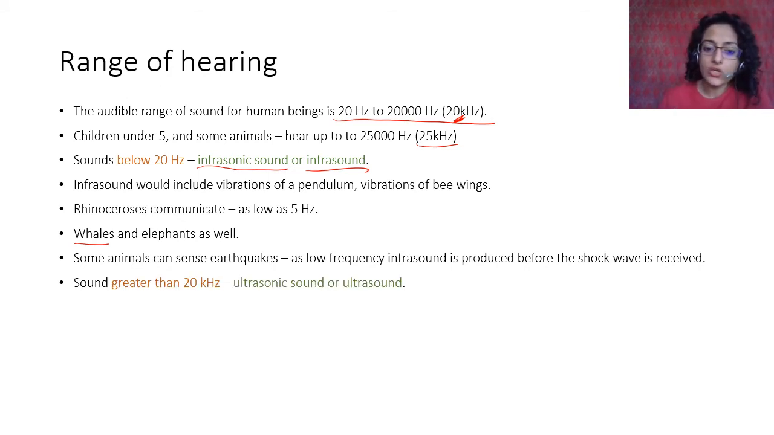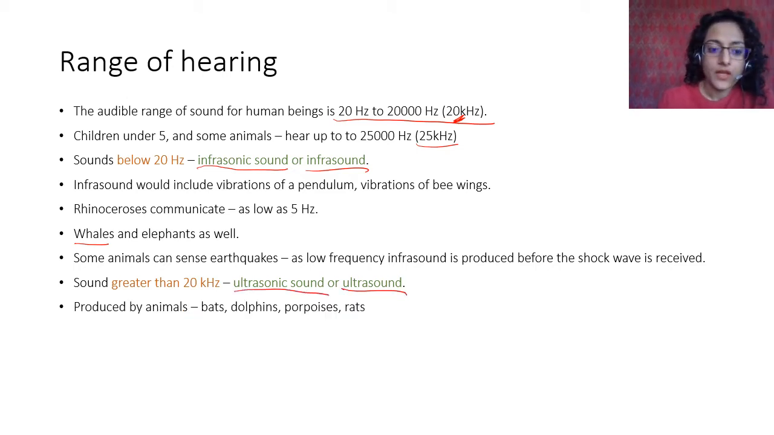Sound greater than 20 kilohertz is called ultrasonic sound, or ultrasound. It is also produced by animals such as bats, dolphins, porpoises, even rats. You can hear a rat's screech, but there are a lot of higher frequency screeches of rats that you probably can't hear. Bats, when they are navigating at night, are known to be blind. I don't know if they are actually completely blind, but they navigate through echolocation. We will talk about echolocation ahead. So they use this sound to move.